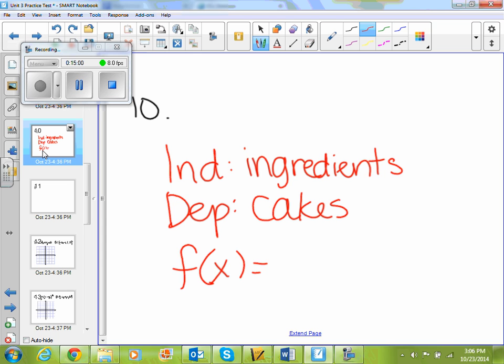Okay, and then the next thing we have to write is our function notation. It tells us he spent $6 on ingredients. So, are we going to use addition, subtraction, multiplication, or division for this one? Multiplication, yep. So we're going to multiply. So we're going to take our $6 times our number of ingredients, which is x. Okay? Or you could write this as just 6x. It doesn't matter. Either one means the same thing. Okay? So 6 times x or 6x.